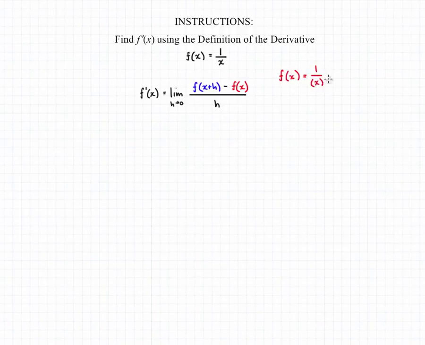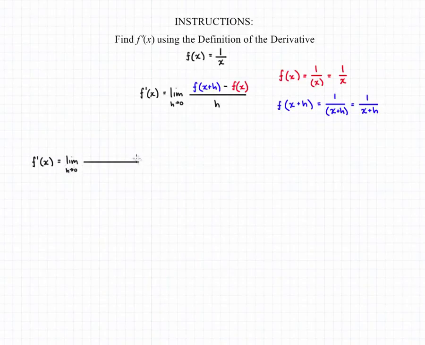So in this case, f of x is 1 over x, and f of x plus h is going to be 1 over the quantity x plus h. And now that we have those two pieces of our formula, we can plug them in and find our derivative.